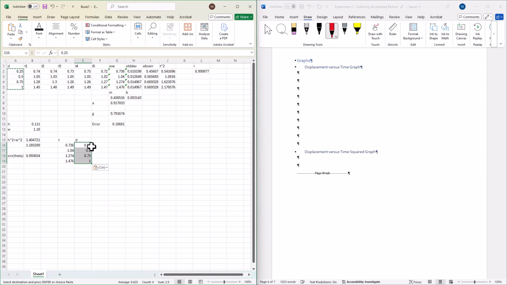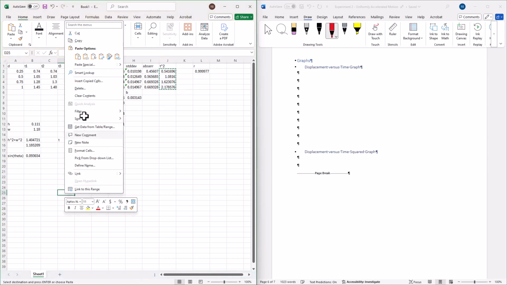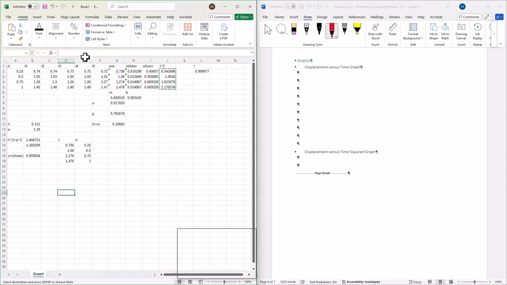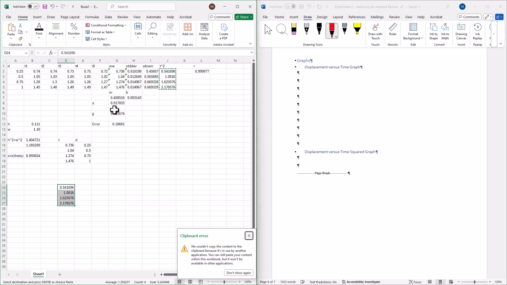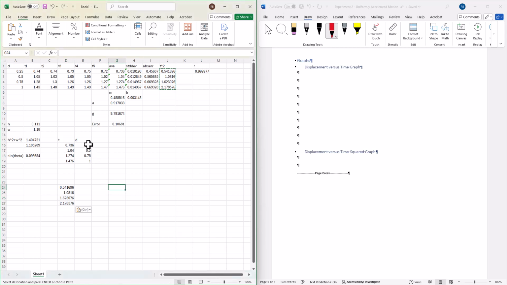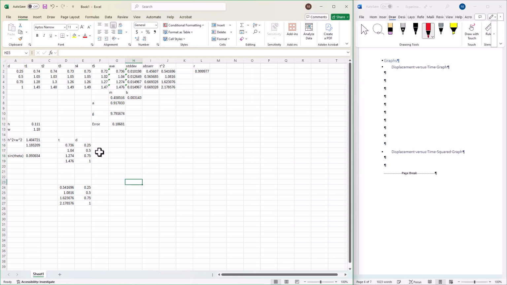Now we also are going to need a displacement versus time squared graph. So I'm also going to copy my time squared row right there. I'm going to come down here, and I'm going to paste the values. And then once again, I can do a copy and paste of the distance here. Once we have this data here, I can highlight these two values.